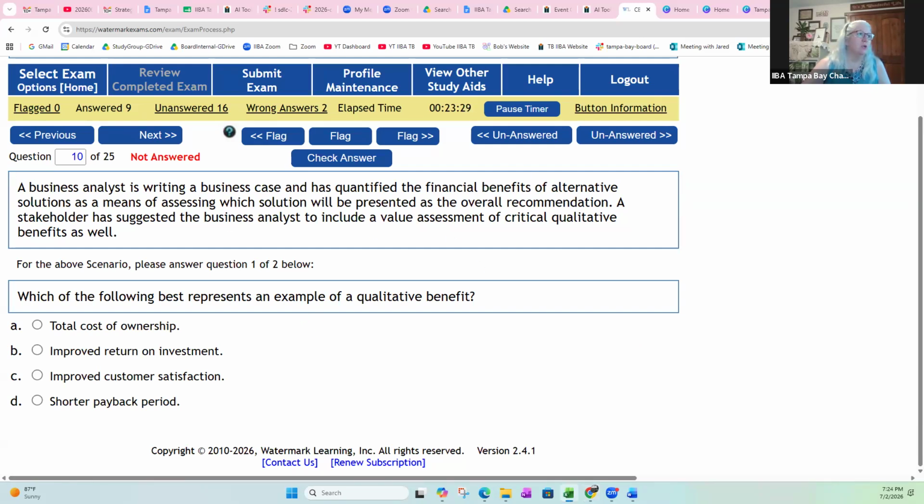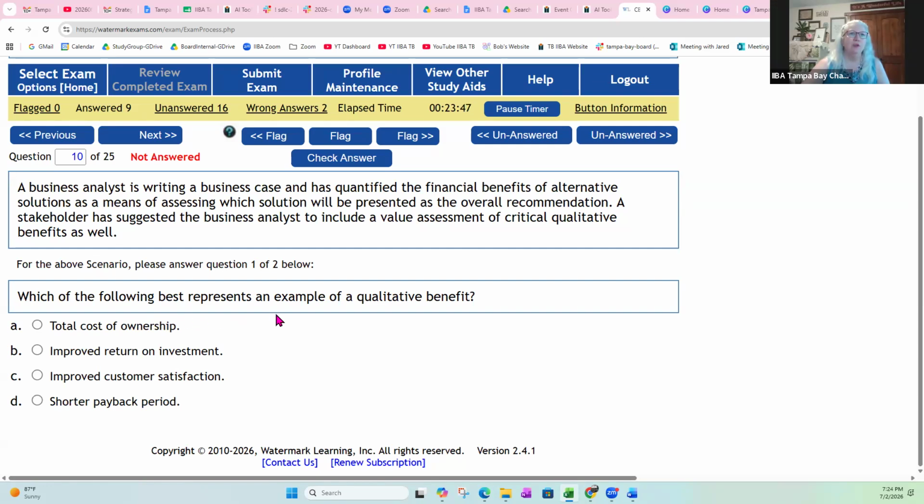First of all, which task is it where we do business cases? Where do we write business cases? Isn't it analyze potential value and recommend solution? Yeah, it's the last one of the eight tasks.